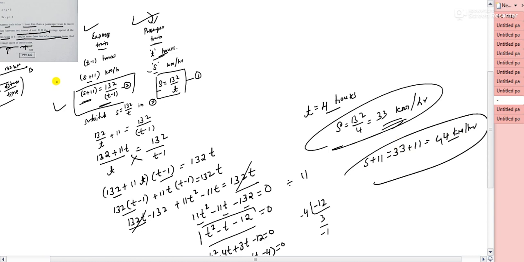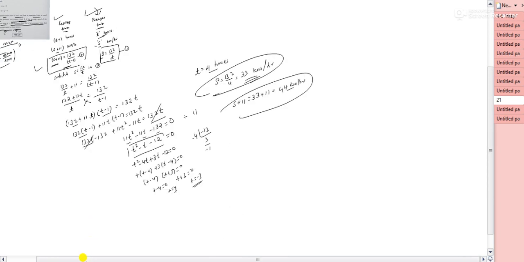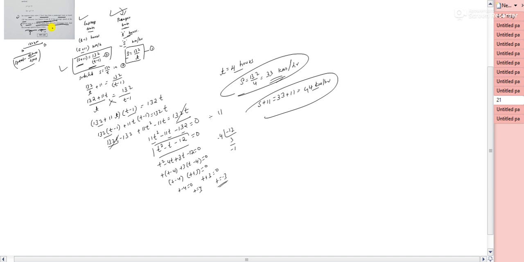I hope you have understood this. This type of problem you can expect in your final exam. Okay, so let us move to the OR question.